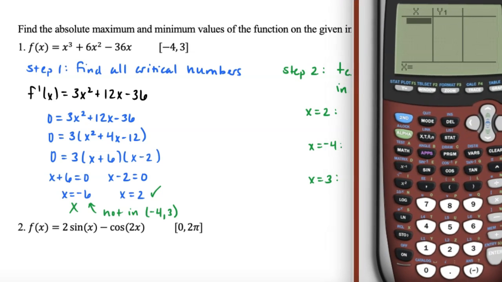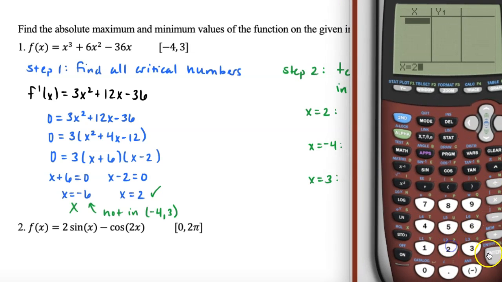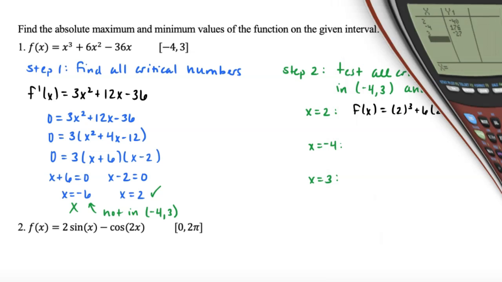I'm looking for the y value at x equals 2. I found that to be negative 40. I'm looking for the y value at x equals negative 4, 176, and the y value at x equals 3, negative 27. So f of 2 is negative 40, f of negative 4 is 176, and f of 3 is negative 27.